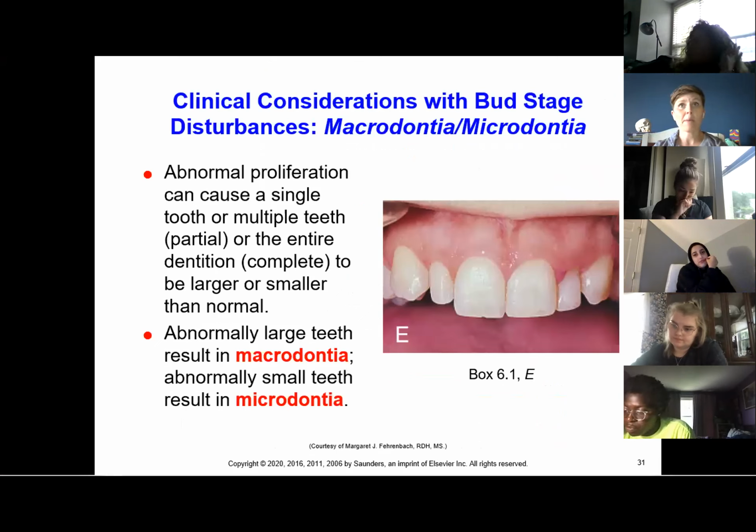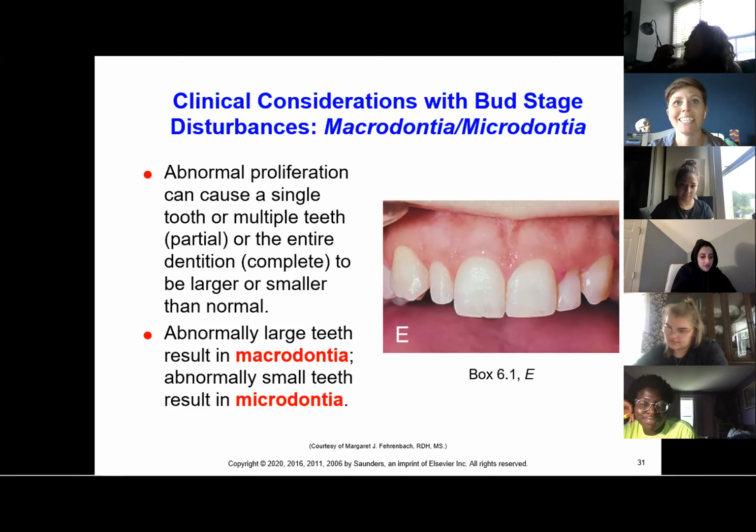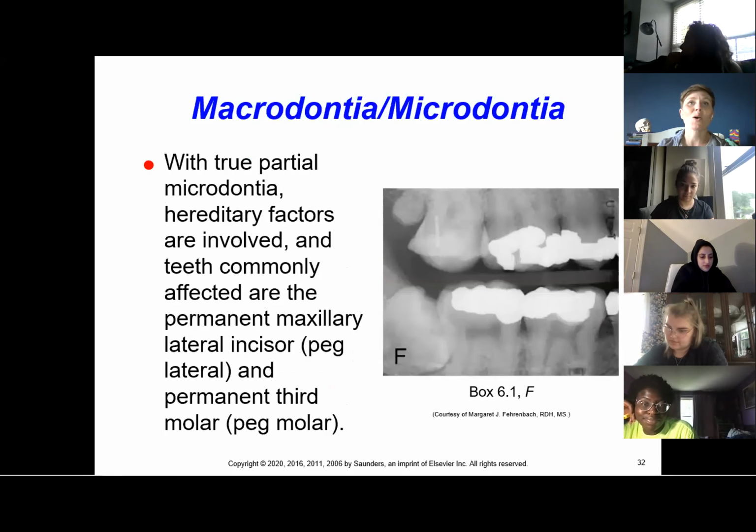Things that can happen during the bud stage are macrodontia and microdontia. Can somebody tell me what macrodontia is? Your teeth are larger than what they should be. Yes. How about microdontia? When they're smaller than what they should be. I'm going to start calling on y'all if Bree's the only one that's going to answer me. All right, yes. So you have your macrodontia and you have your microdontia.